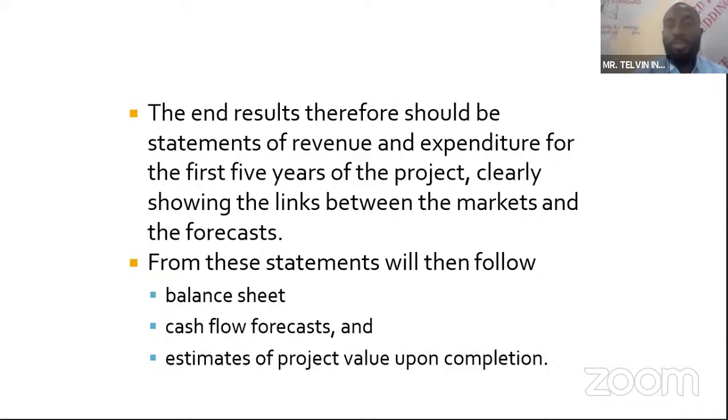The end result should be a statement of revenue and expenditure for the first 5 years of the project, clearly showing the links between the market and the forecast. From this statement will then follow the balance sheet, cash flow forecast, and estimates of project value upon completion.